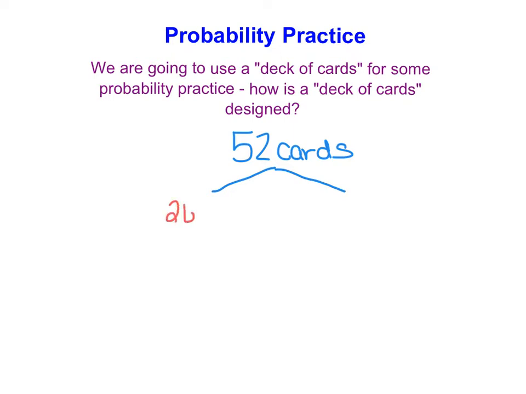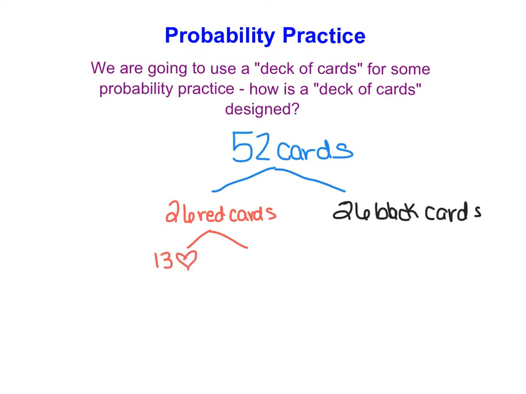So we have 26 red cards, and then we have 26 black cards. So that deck of cards is essentially split in half, 26 red and 26 black. Then from here, our cards actually split a little bit further. In the red cards, there are two different types of suits. There are 13 hearts and 13 diamonds.